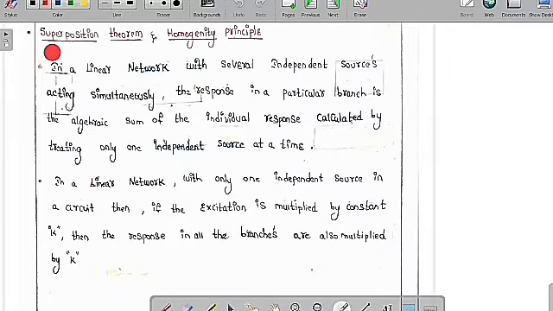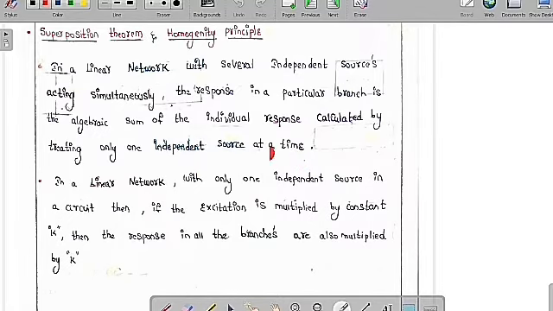So now we are going to learn about the superposition theorem and the homogeneity principle. In a linear network with several independent sources acting simultaneously, the response in a particular branch is the algebraic sum of the individual responses calculated by treating only one independent source at a time.